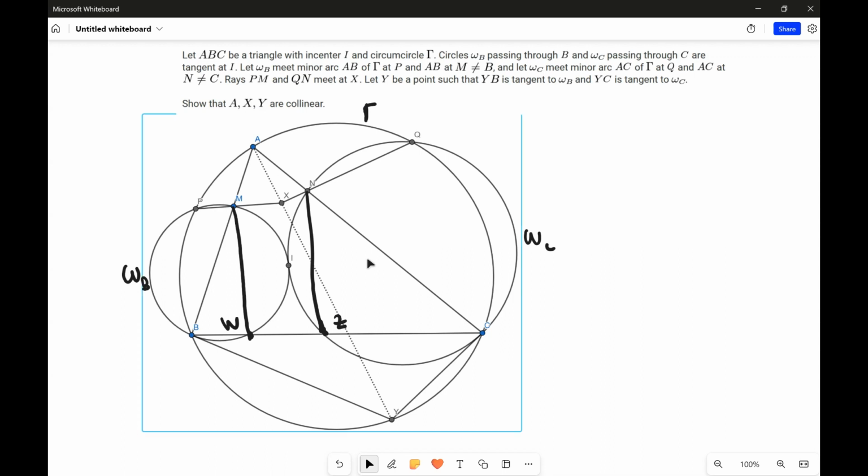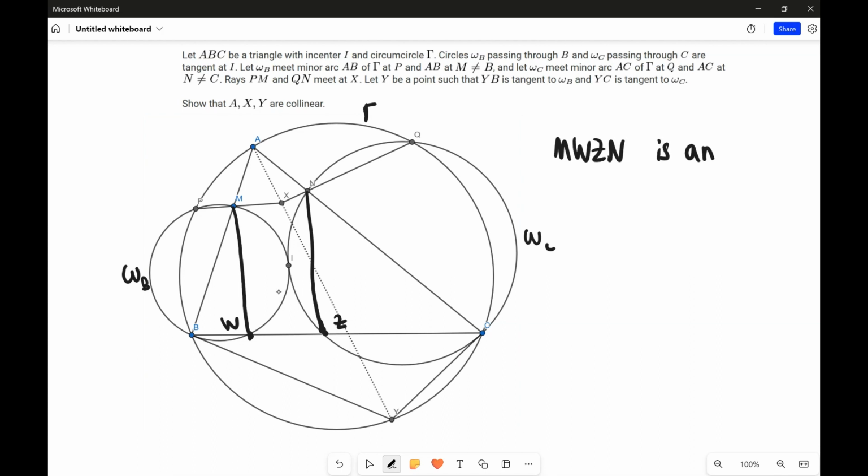And now it definitely appears that MW is parallel to NZ. And if we take a closer look at this supposed trapezoid, we end up conjecturing that MWZN is an isosceles trapezoid.